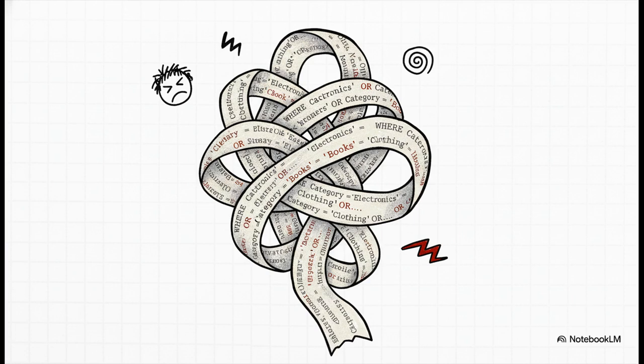Probably to start chaining together a bunch of OR statements, where category equals electronics, or category equals books, or you get the idea. I mean, sure, it works if you have 2 or 3 things. But what happens when that list has 10 items, or 20, or 100? It just becomes this tangled, unreadable mess. It's a real nightmare to maintain.